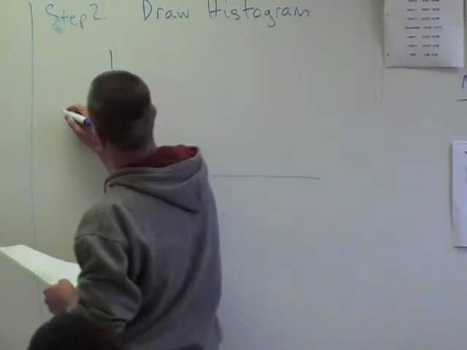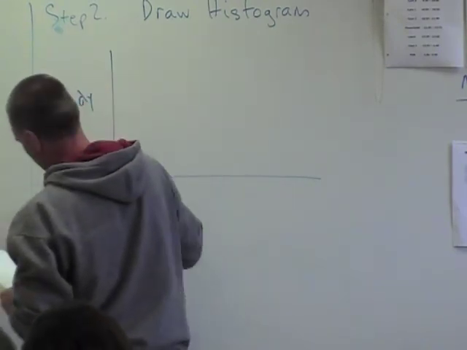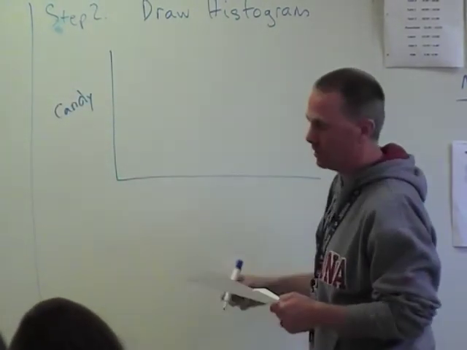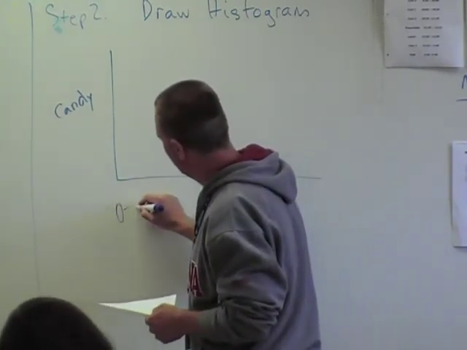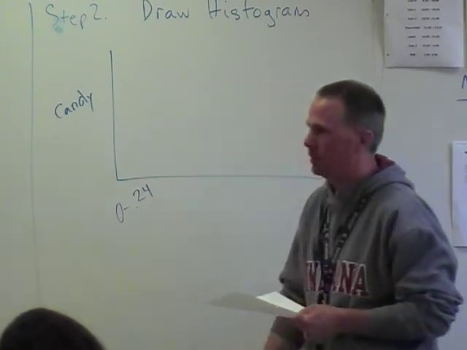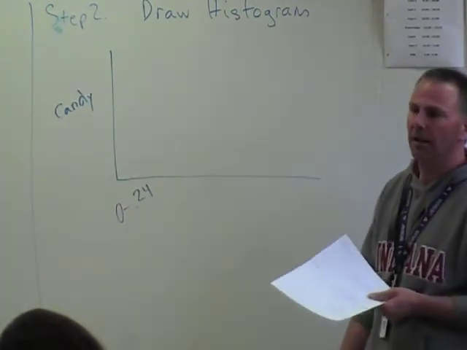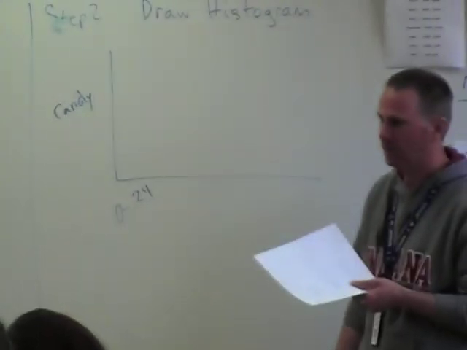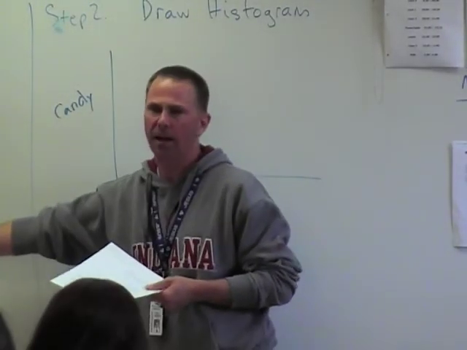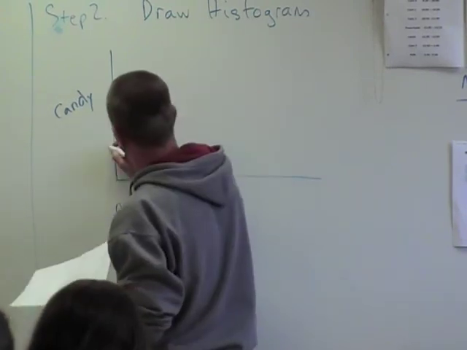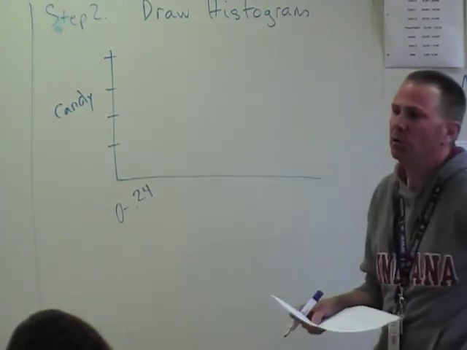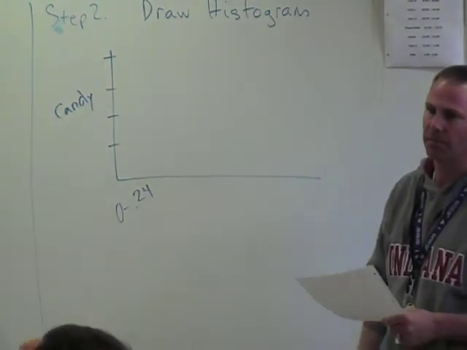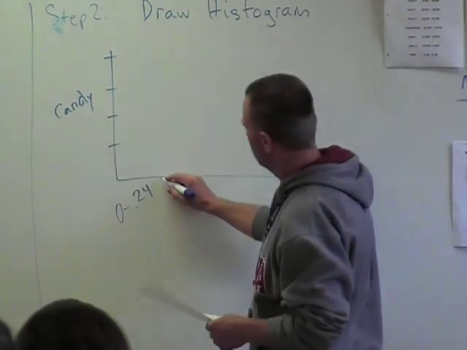My candy's going to be on the left, and my range is going to be at the bottom. So from 0 to 24 cents, how many candies did I have? 0. I'm not doing anything. What's the maximum number of candies that I have? 4. Okay, so 1, 2, 3, 4. So the frequency table is going to help you make your histogram. All right, so that's the first one.